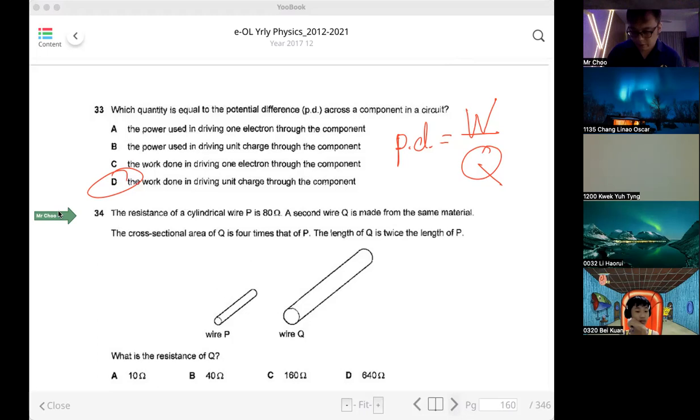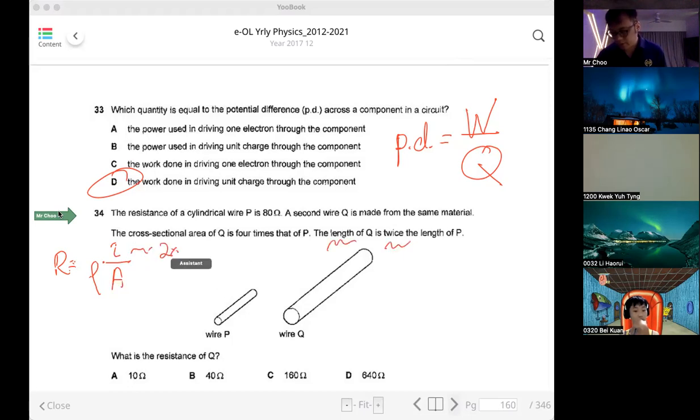Okay, do you remember the formula? Resistance is equal to resistivity times L over A. Okay, so what happened is this. The length is 2 times. So it is 2 times the length. The cross-sectional area A is 4 times. So this is 4 times. So your resistance would increase 2 times and then decrease 4 times.